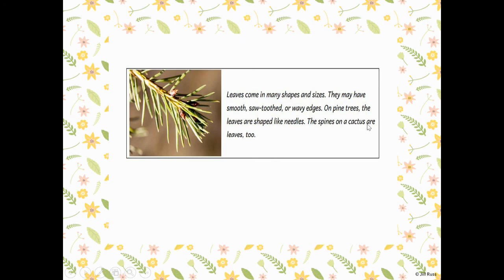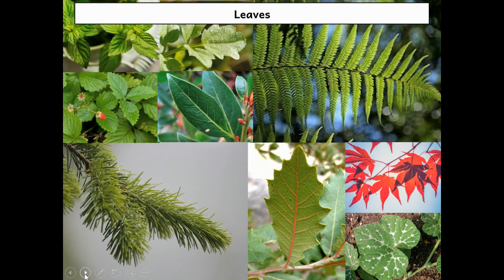The spines on a cactus are leaves too. So the spines also bring in that sunlight. And here are some pictures of lots of different kinds of leaves. You can see some of them have lots of little parts, big parts, different sizes. Here's pine needles over here.